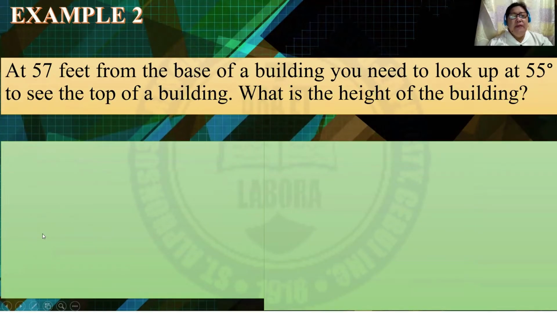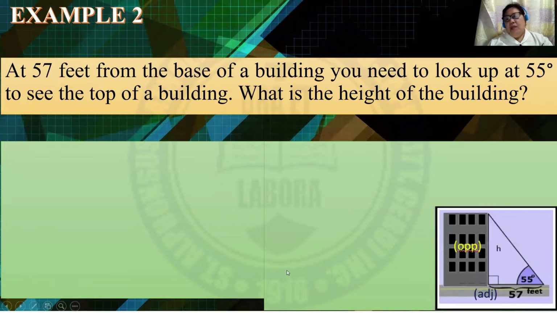Next, example 2. At 57 feet from the base of a building, you need to look up at 55 degrees to see the top of a building. What is the height of the building? Supposing this is the building and this is the angle equivalent to 55 degrees. From the foot of the building to this point, we have 57 feet. This is the adjacent side, while this is the opposite side.